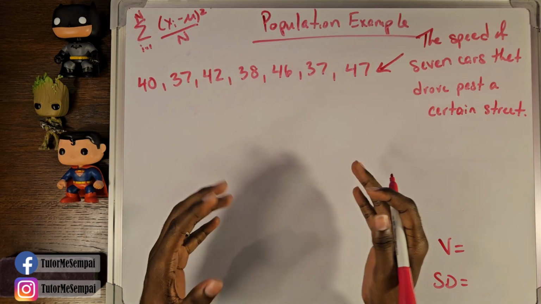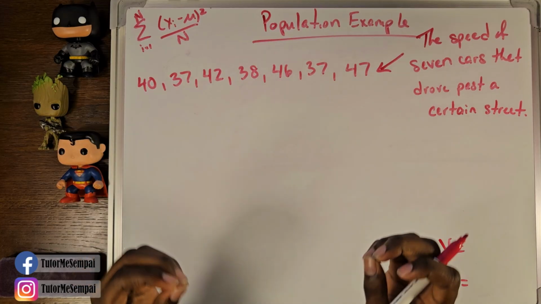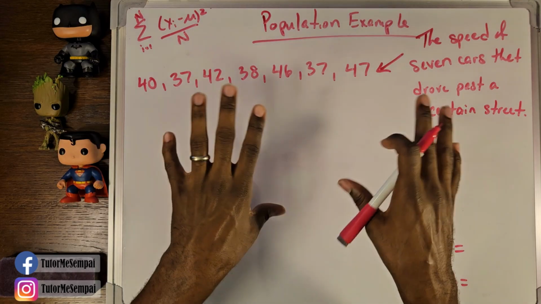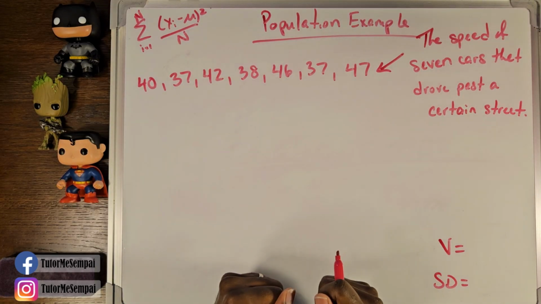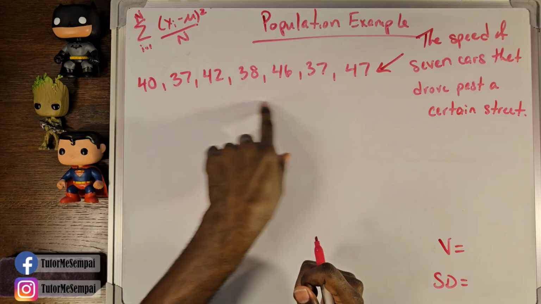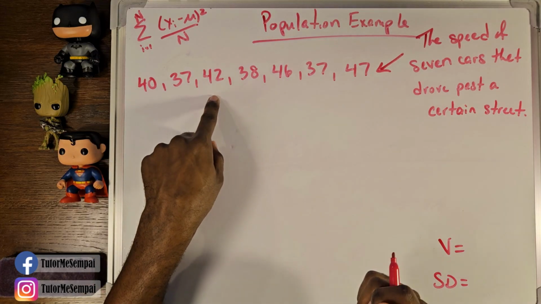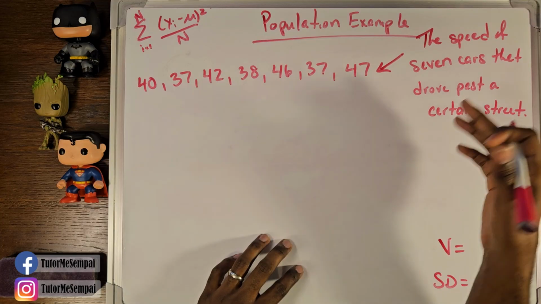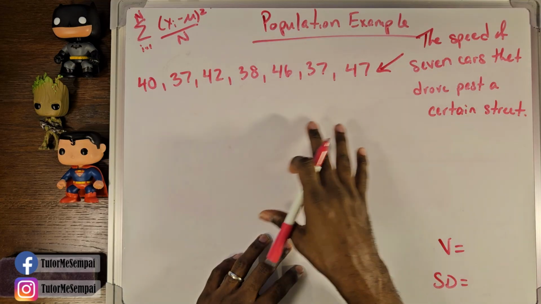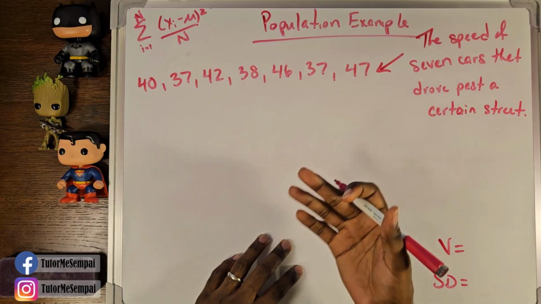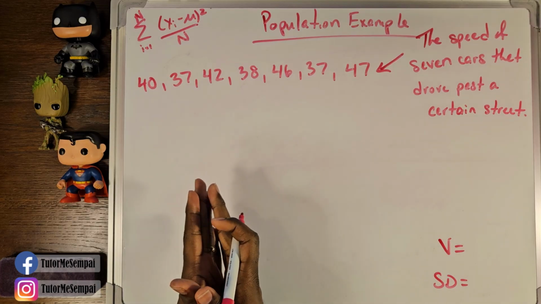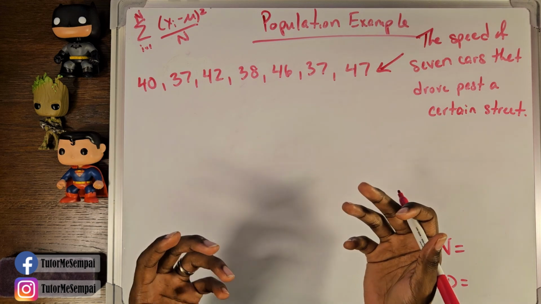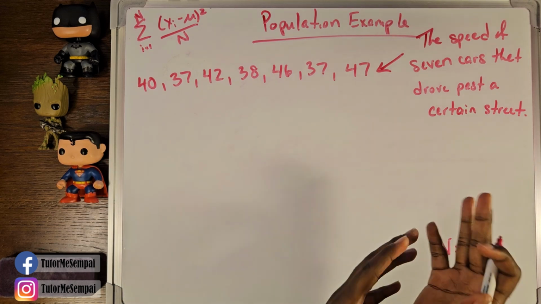Now in this example, we're going to find our population variance and our standard deviation from it. However, if I didn't tell you that this was the population example, how would you know? Well, you have a list of numbers: 40, 37, 42, 38, 46, 37, and 47. If I told you that these numbers represent the speed of 7 cars that drove past a certain street, does that ring any bells? Does that sound like a sample or a population?